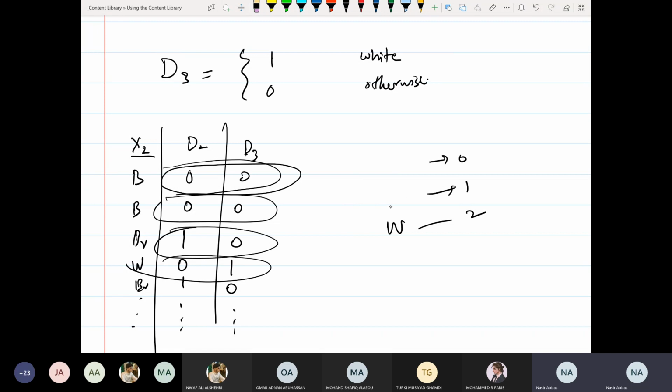Okay, gentlemen, turn on your mic, Omar Adnan. What about the equation? What will it be? The equation will be something like this: y i hat equals 7 plus 1.1 x1 plus 2 times d2 plus 3 times d3.